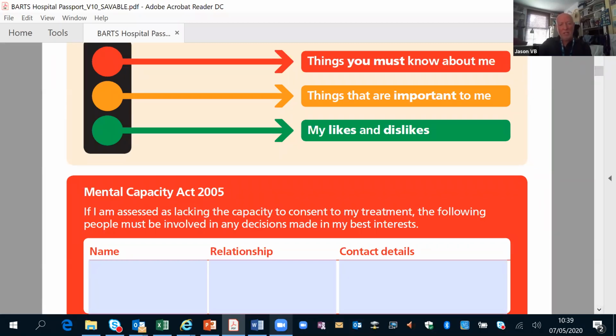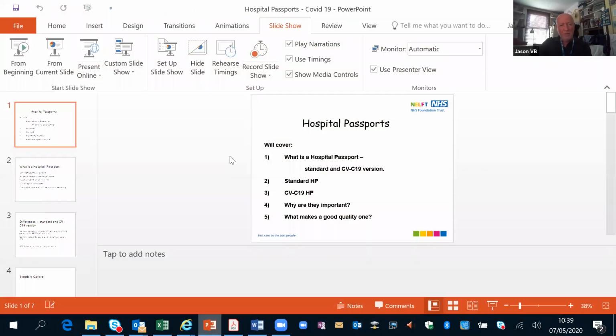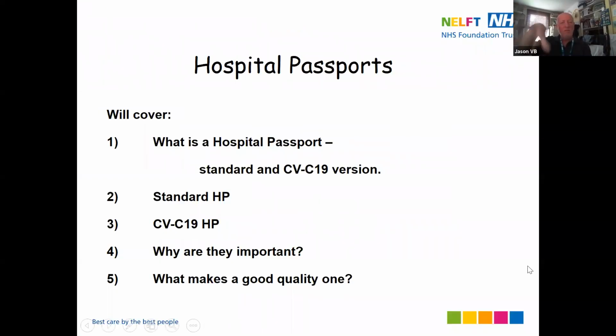Actually, I'm going to flick back to the presentation, because that'll probably make a bit more sense. I've shown you roughly what that looks like, and I'll go through it in a bit more detail in a minute. I can't see a time on this screen, so I don't know about timings, but what I want to cover is a standard hospital passport, and we've also got a condensed, truncated version of the hospital passport for COVID-19. I'm going to show you both so you can see what they look like.